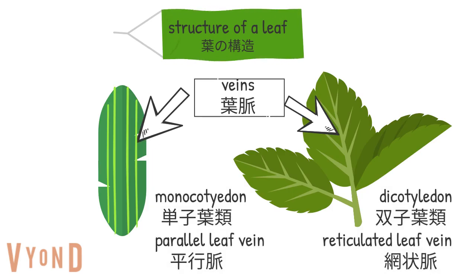There are two main types of leaf veins. Leaves from monocotyledons have parallel leaf veins and leaves from dicotyledons have reticulated leaf veins.